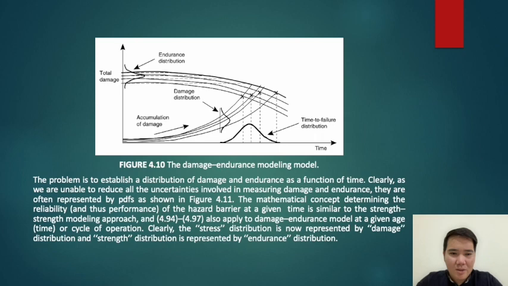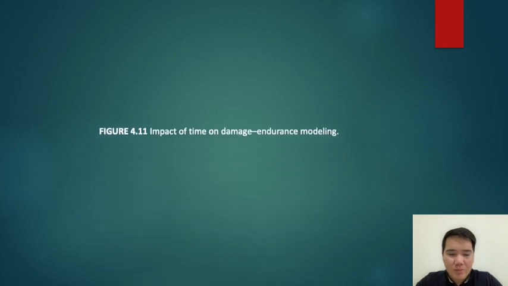The problem is to establish a distribution of damage and endurance as a function of time. Clearly, as we are unable to reduce all the uncertainties involved in measuring damage and endurance, they are often represented by PDFs as shown in Figure 4.11. The mathematical concept determining the reliability of the hazard barriers at a given time is similar to the stress-strength model approach, and also applies to the damage endurance model at a given age or cycle of operation. Clearly, the stress distribution is now represented by the damage distribution, and the strength distribution is represented by the endurance distribution. Figure 4.11, impact of time on damage endurance modeling.